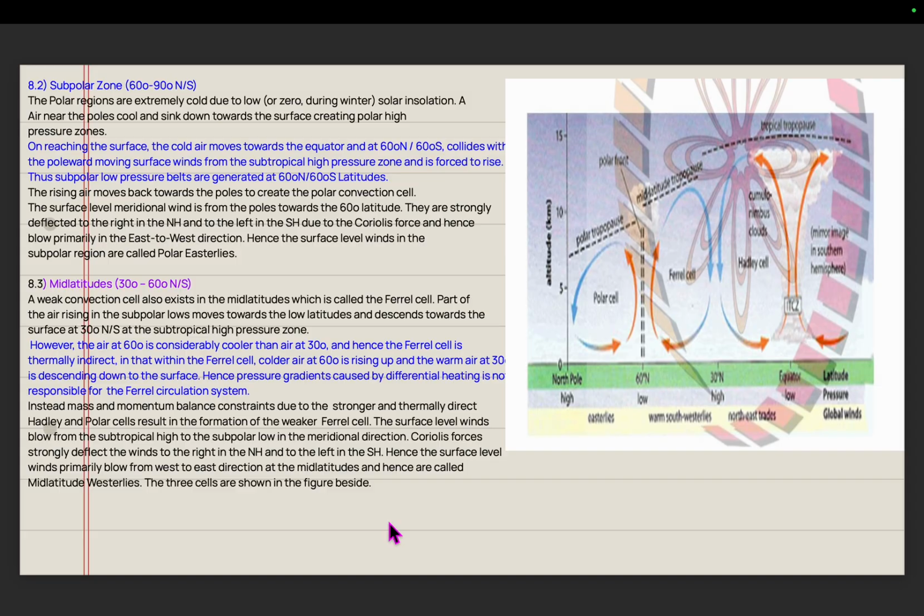Now the other two zones are the subpolar zone and the mid-latitude zone. The subpolar zone is 60 to 90 degrees, and we know the polar regions are extremely cold because they do not receive solar insolation as the equator does. Air near the pole is cooler, so it sinks towards the surface, creating a polar high pressure zone here.